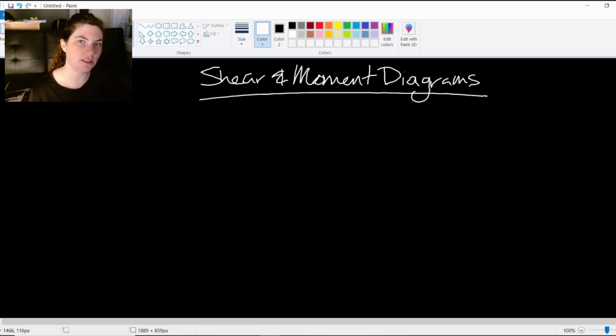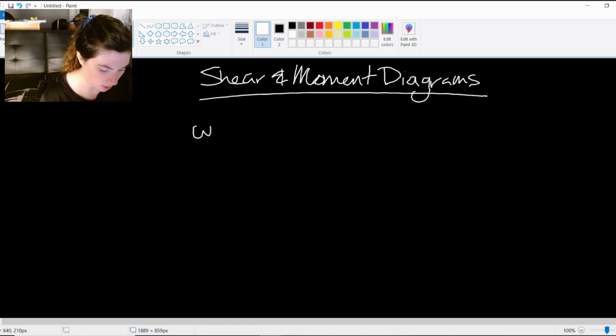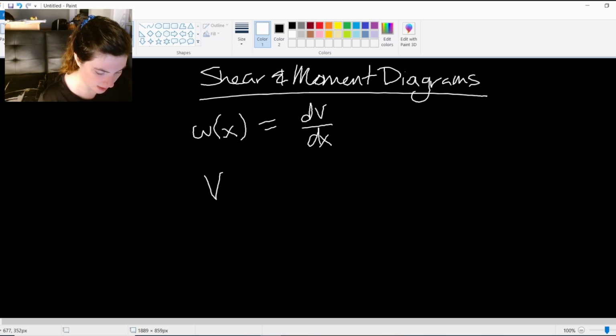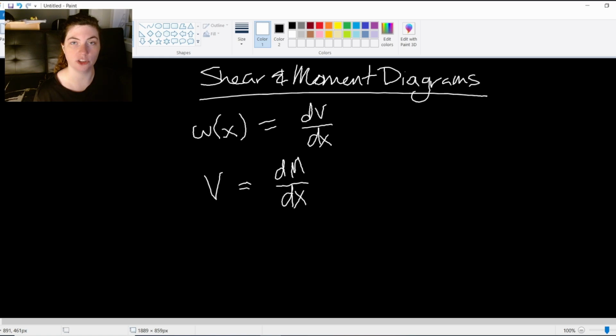So one that we kind of touched on in the last video is that these have calculus relationships, right? Our load equation, our load w, is dV/dx, right? The derivative of shear gives us our load equation. And shear is dM/dx. The derivative of our moment equation gives us our shear equation, right?